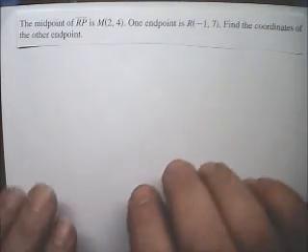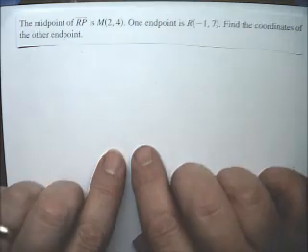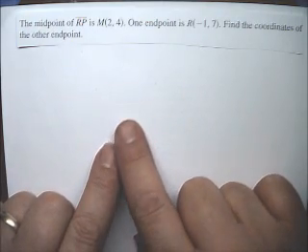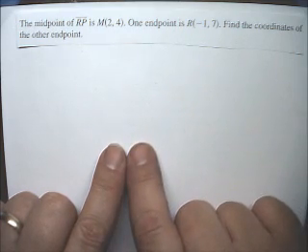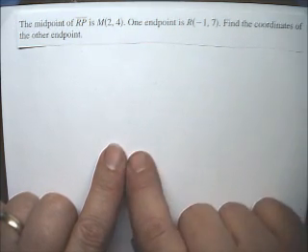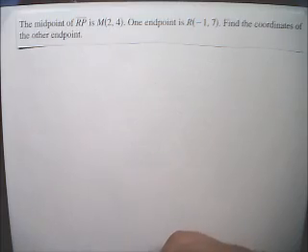Hello, this is Basics of Geometry, Segment and Angle Bisectors, and here we're given the midpoint of a segment, and we're given one endpoint, and we have to find the coordinates of the other endpoint. This is really a very, very difficult question.